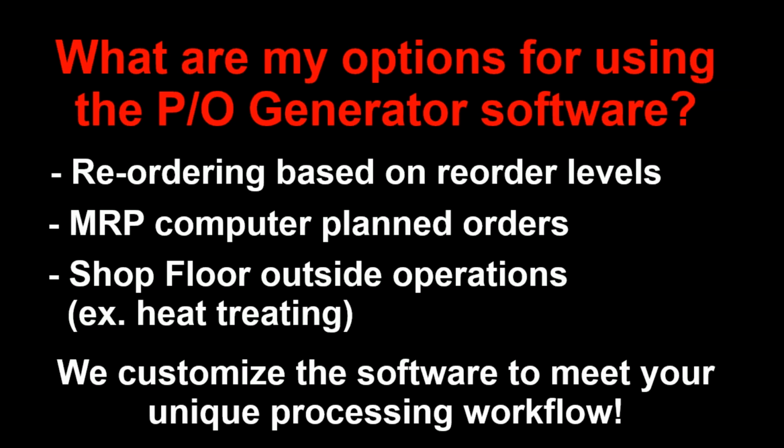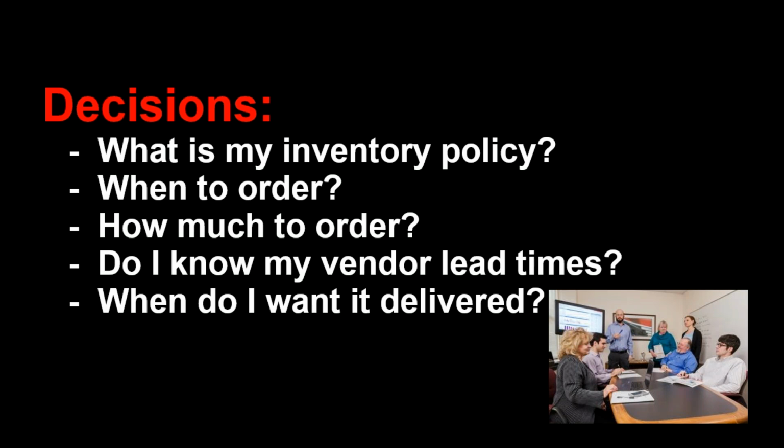These are some of the things that our purchase order generator can do. It can generate purchase orders automatically based on reorder levels, based on MRP, computer planned orders, based on shop floor outside operations. So for example, if you have heat treating or anodizing or cleaning, this can issue all of the purchase orders for outside operations. But basically, whatever the need is, we customize the software to meet your unique processing needs.